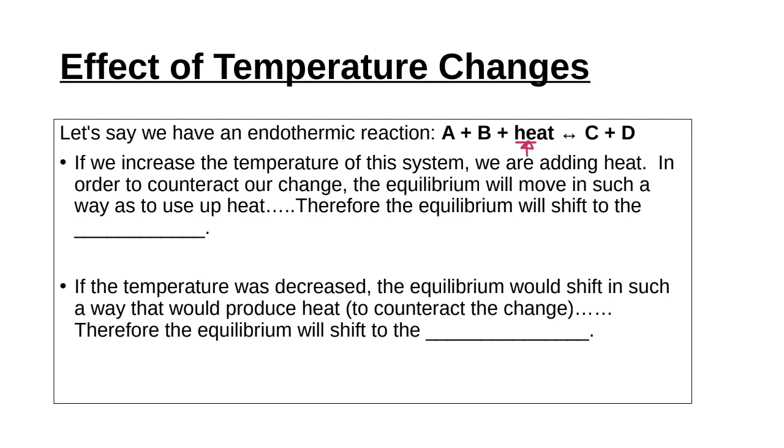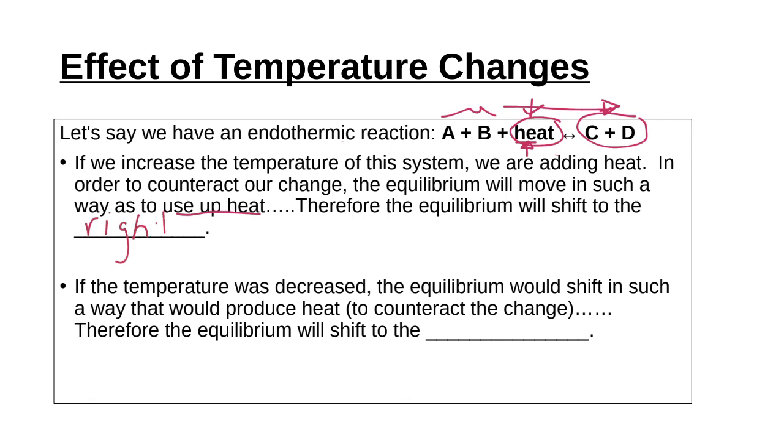So in order to counteract this change, the equilibrium will move in a way to use up that heat. So it wants to react this heat away. And in order to do that, we're going to shift to the product side, because by shifting to the product side, we're going to be making more of our products and less of our reactants as well, but less heat will be around in the system. So we say then that the equilibrium will shift to the right.